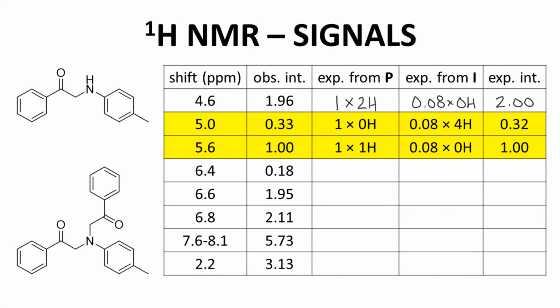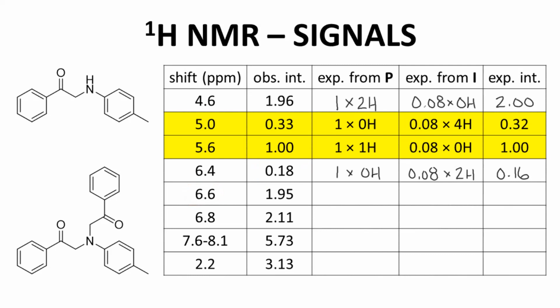Okay, so the contribution from the product would be 1 times 0 hydrogens. The impurity would be 0.08 times 2H, 2 hydrogens. The expected integration should be 0.16. It's pretty close to the observed value, 0.18. Looking good. Next is the doublet at 6.6 ppm.